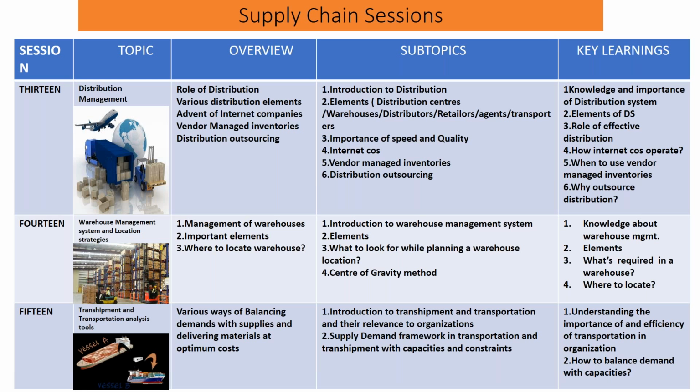Now, chapter 15: various ways of balancing demands with supplies and delivering material at optimum cost. Everything is a cost. Every element of a supply chain is a cost. So we need to understand how we get efficiency so that your transportation becomes efficient and economical with proper loading, so that your demand is also met. Again, it's a question of green supply chain. Everything is linked with green. If you see, I give a lot of importance to green.